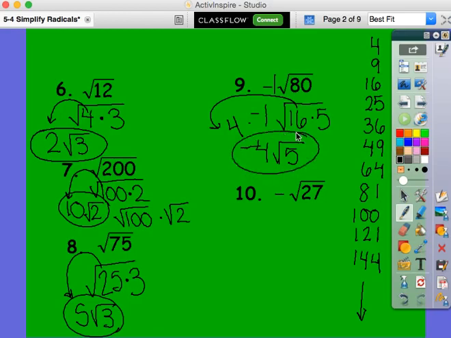Okay? All right, so this one, 27, we're going to need to break that down into 9 times 3. The 9 comes out as a 3, but there's a negative 1 out there, so it's a negative 3, right? Square root of 3.